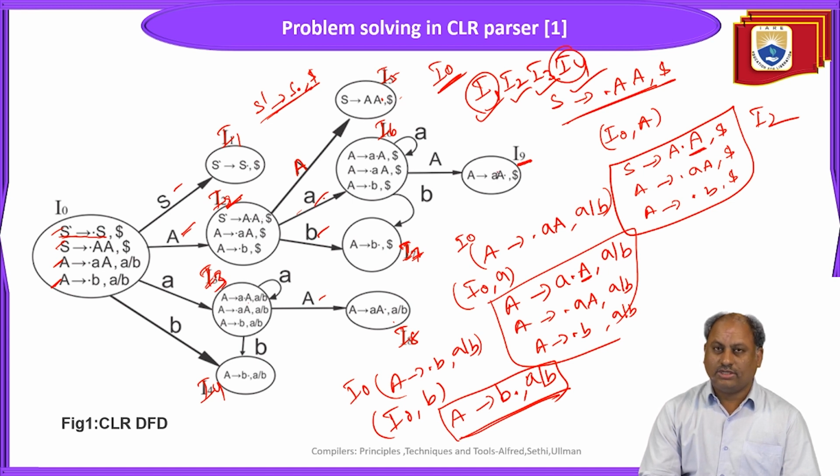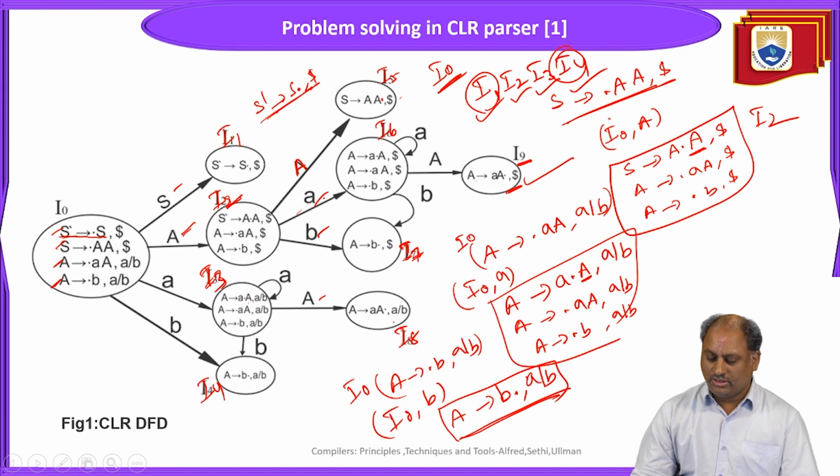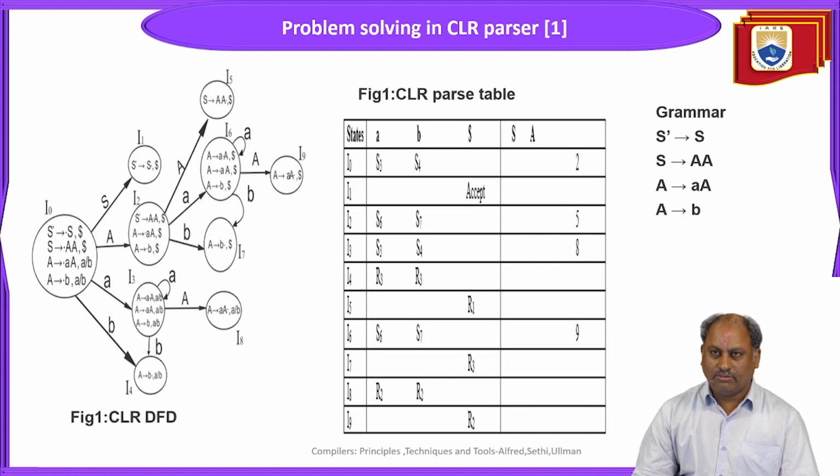The rule available in I9 is A derives a A dot. So this is the end of this process, and we can stop the procedure. Now we can implement a parse table mechanism. This is the given grammar.